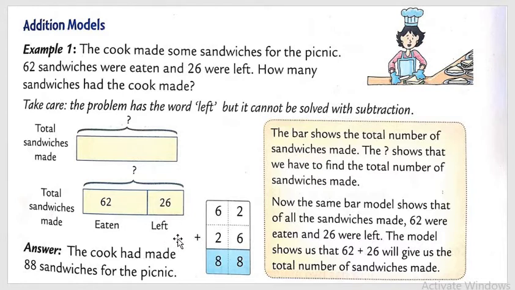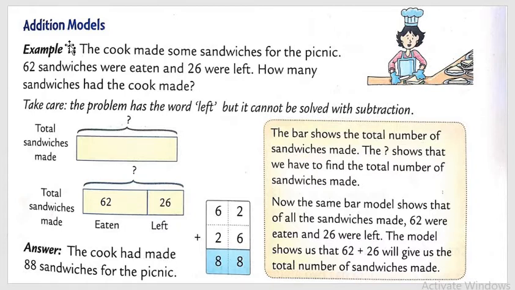So here we do addition: 62 plus 26. We go step by step. 6 plus 2, do it with your finger: 6, 7, 8. So we write 8. Then 6 plus 2, how many, all students? 8. So the eaten and left sandwiches together make 88. We can write: the cook had made 88 sandwiches for the picnic. What is the question? How many sandwiches had the cook made? Understood?